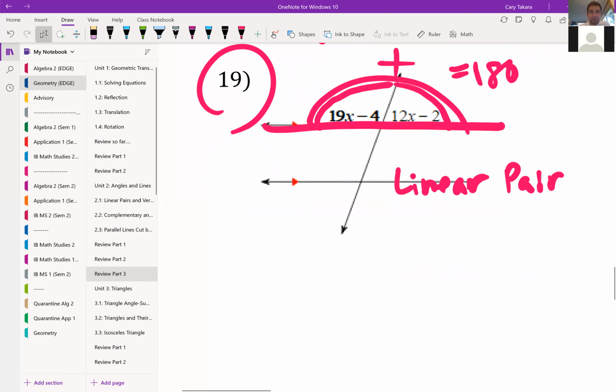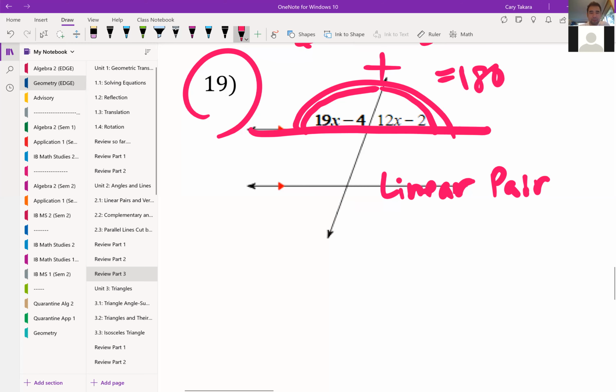So let's set it up. 19x minus 4 plus 12x minus 2 equals 180. Yeah? Did anybody set up equal to each other by any chance? Is that what you did, Janella? It's okay though, right? Yeah, we all make mistakes. Did anybody do that? But this one has to be added up to 180. Okay. Now let's solve it.